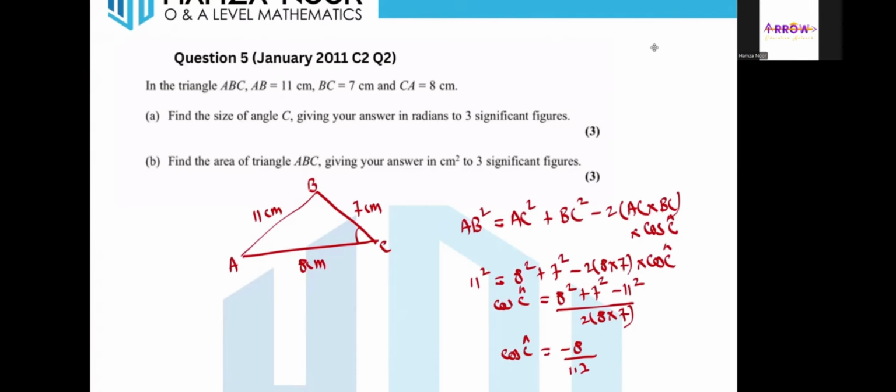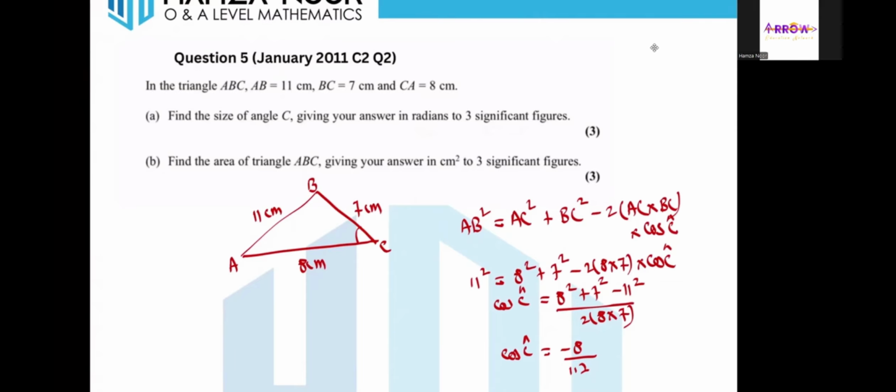an obtuse angle. Okay, so this sketch is just a rough sketch. It is not up to the mark, not up to the scale. As you can see from this sketch, you can see an acute angle, but since the value of cos C is minus 8 divided by 112, obviously angle C is an obtuse angle. But you need to make sure you give your answer in radians, correct to three significant figures. Okay, so this is the thing.